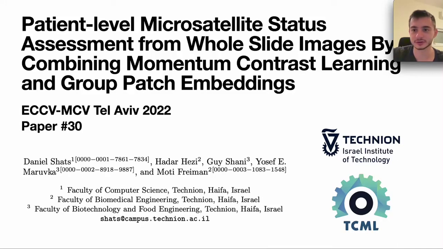And this is going to be a brief presentation of our paper. Basically, the title's a bit long, but it's self-supervised contrastive learning, momentum contrastive learning, and group patch embeddings to improve patient-level whole slide imagery classification.